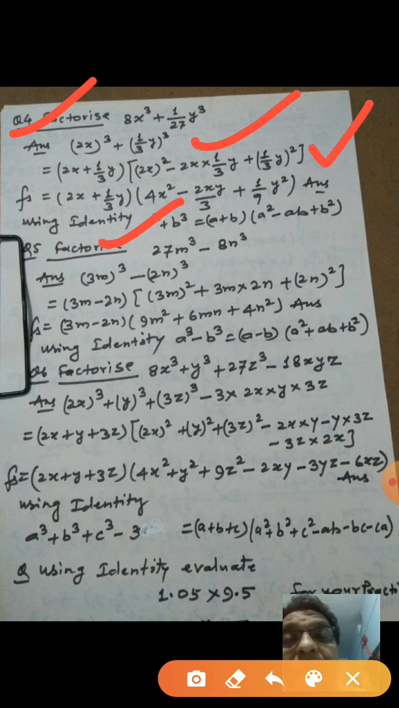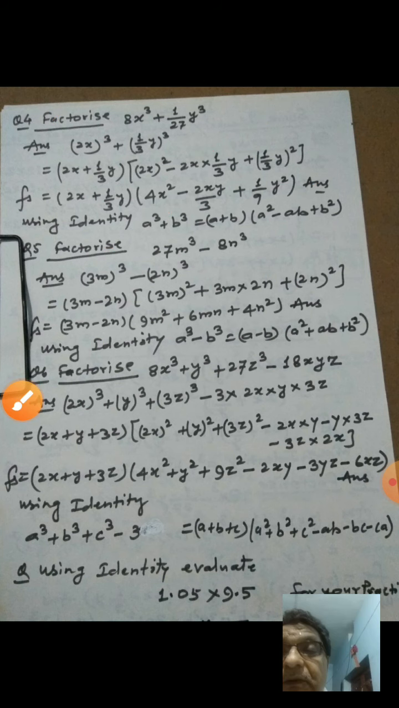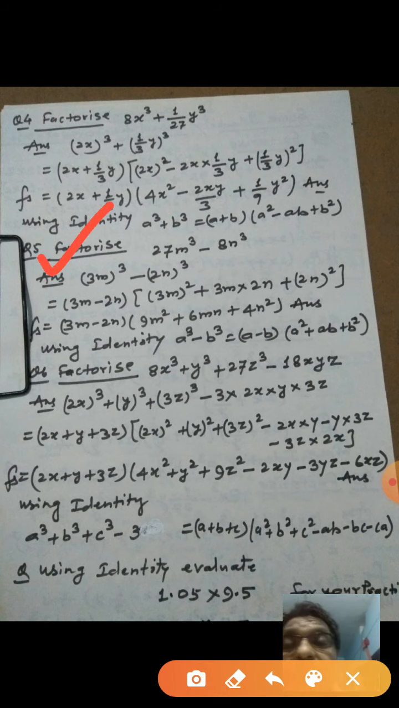So that I have written here, and on simplification you have got the 2 factors. One is in the bracket 2x plus 1 by 3y, and another one is 4x square minus 2x by 3y plus 1 by 9y square, using the identity written here. Again a similar question is question number 5. The only difference between 4 and 5 is that the fourth one has a plus sign between the two terms, and the fifth one contains a minus sign between the two cubic terms.